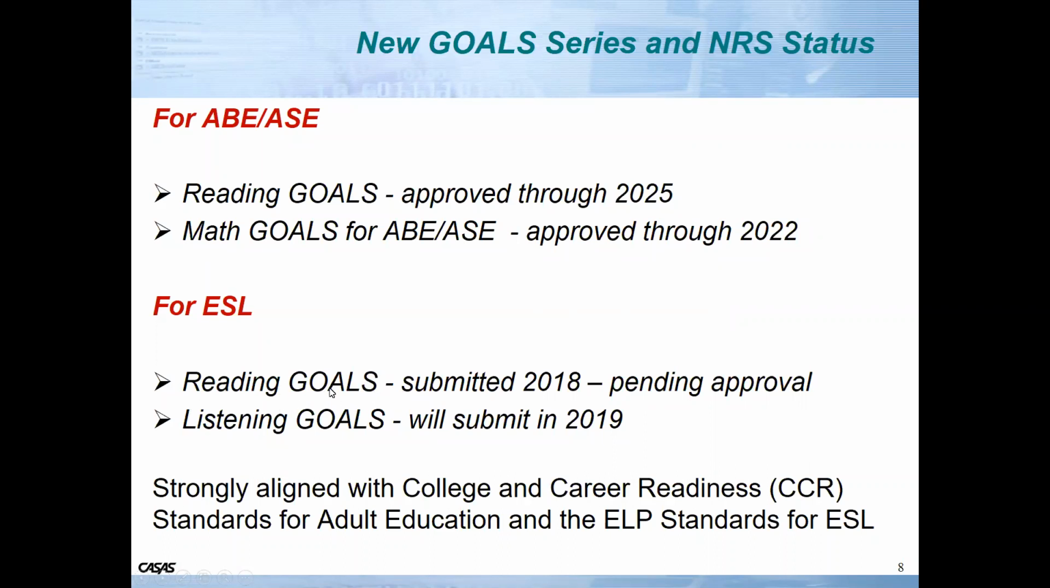CASAS has always had the same reading test for ABE and ASE. But now, with the new one approved, the reading goals approved for ABE, that test is the only one that can be used currently for ABE. All right, then our listening goals, we plan to submit this coming October, and then would hear back hopefully sometime in 2020. So all of these new goal series assessments are aligned with the College and Career Readiness Standards for adult education, as well as far as the ESL ones are concerned, with the English Language Proficiency Standards.